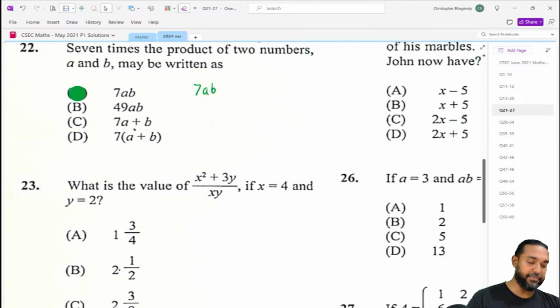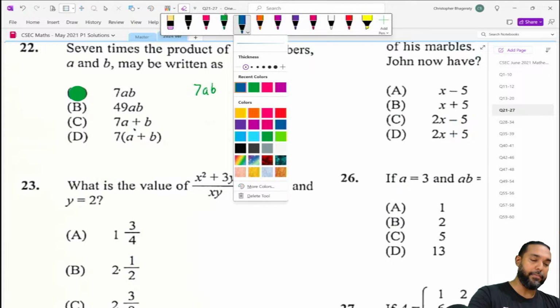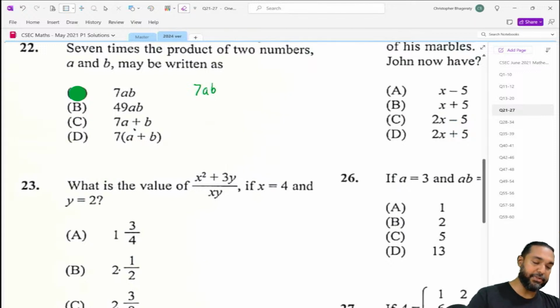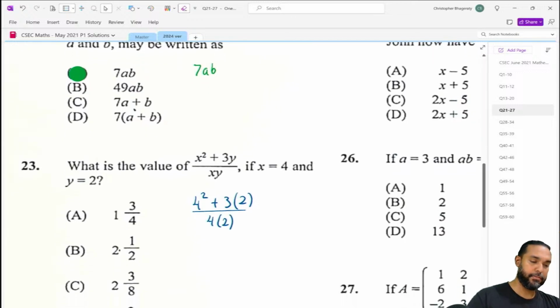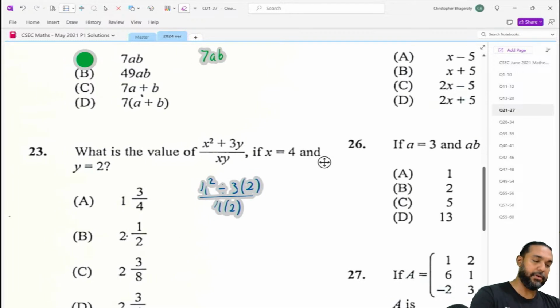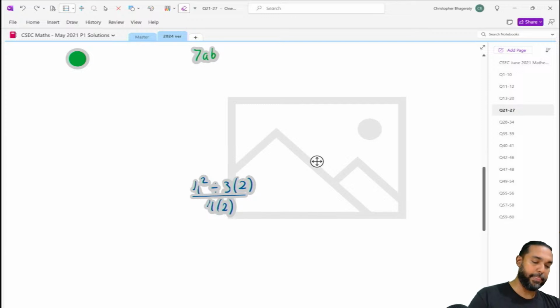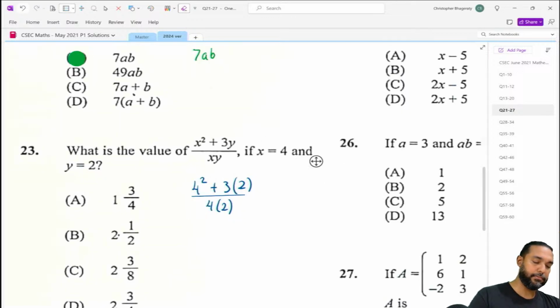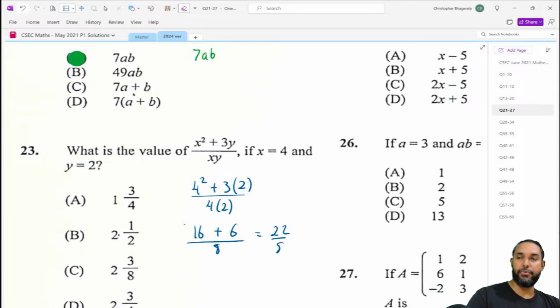Right, what is the value of x squared plus 3y all over x by y, if x is 4 and y is 2? Okay, so let's substitute. We have 4 squared plus 3 then multiplied by 2 all over 4 multiplied by 2. So 4 squared is what? 4 by 4 is? Come on man, Philip. 4 by 4 is 16, 3 by 2 is 6, 4 by 2 is 8. So we're going to end up with 22 over 8.